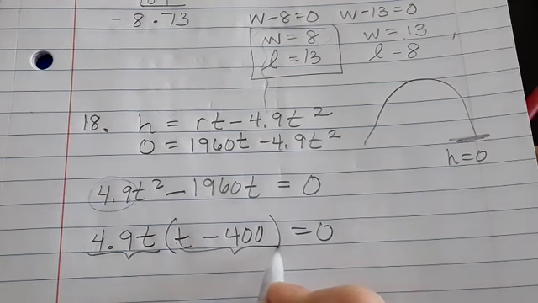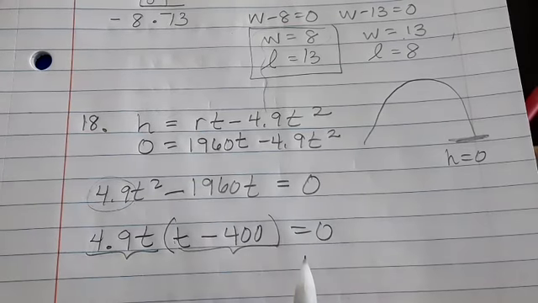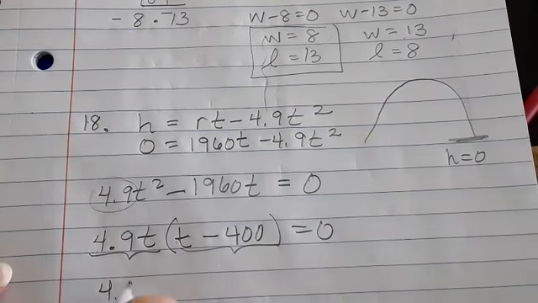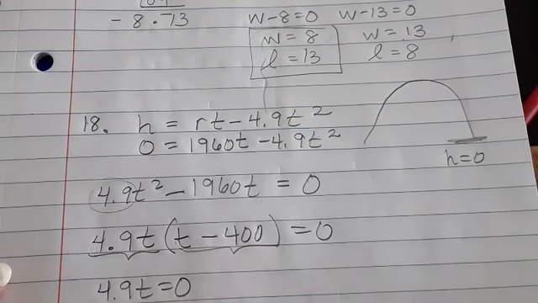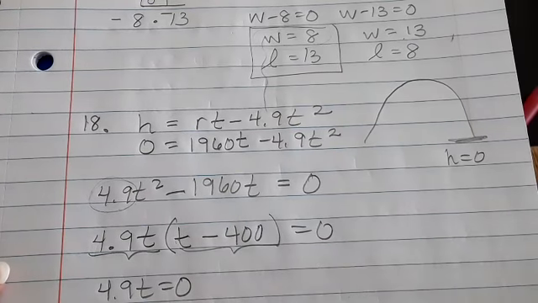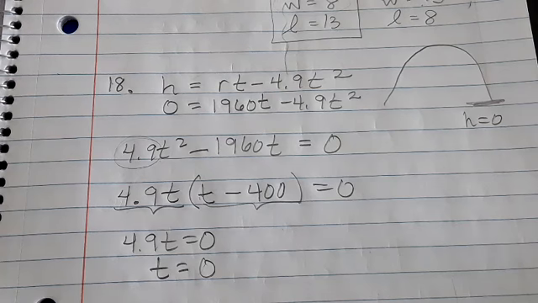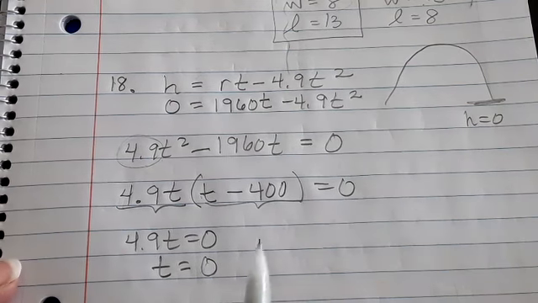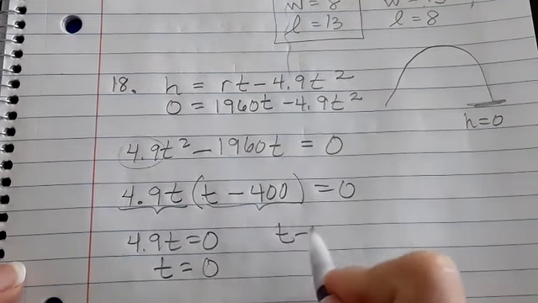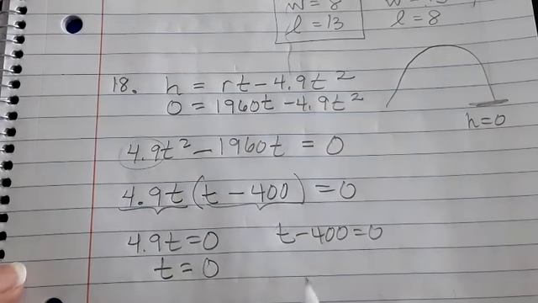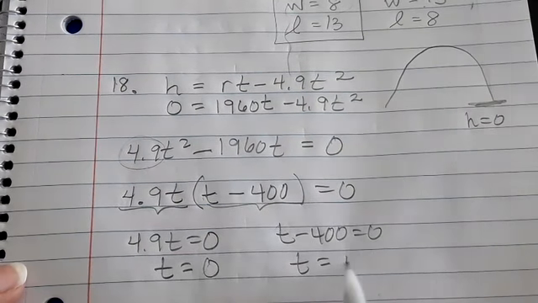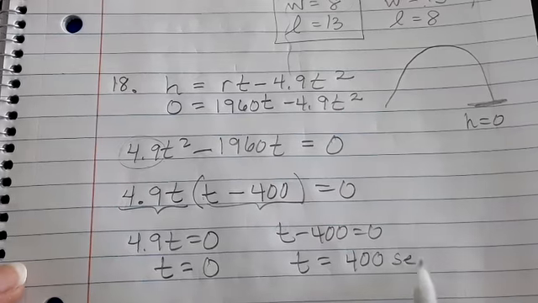They both have a variable, so this time we need to take both of those into account. The 4.9t can be your 0, so what would t be then? 0. So at 0 seconds, meaning you haven't even thrown the ball yet, the height is 0. That makes sense. You're still holding it. It's not up in the air yet. But here, we have t minus 400 could be our 0. What would t be now? 400. Yep, add 400.